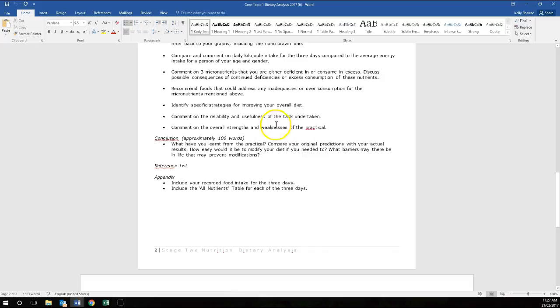Okay, so you do need to have a reference list and you should have at least 6 different sources. So Chronometer is one because that's where you generated all of your information from. The textbook, the Essentials book, if you've got one of those, Better Health and Nutrition Australia, which is on Moodle, and any of the essential readings that are in the weekly work.